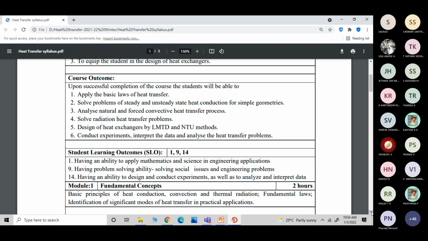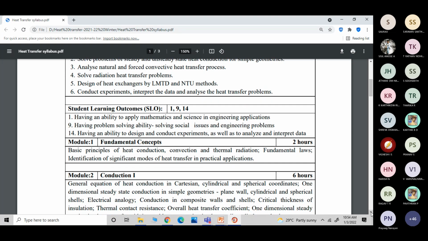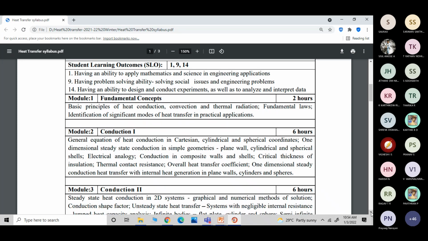Yes, sir. Okay, ma'am. Similarly, the first module is of 2 hours. One is about the basics of conduction, convection, and radiation, the fundamental laws related to heat transfer, the three modes of heat transfer. And in module 2, we will be discussing Cartesian, cylindrical, and spherical coordinates, especially heat conduction in the case of a composite wall, composite cylinder, and composite sphere.